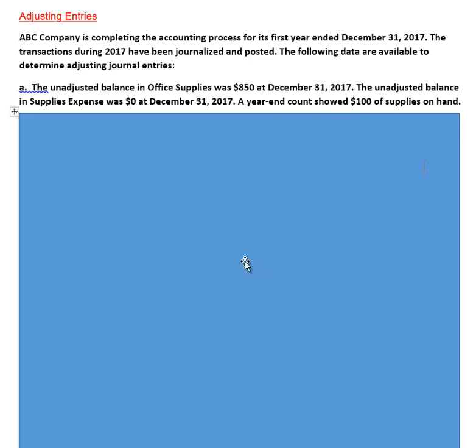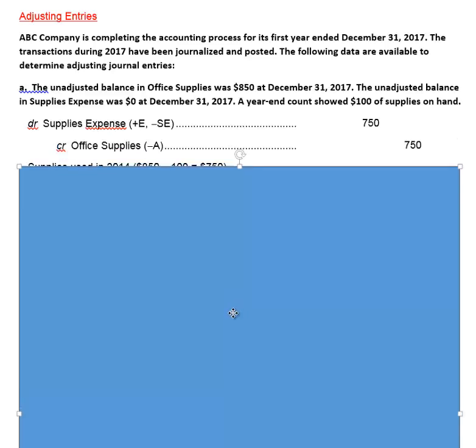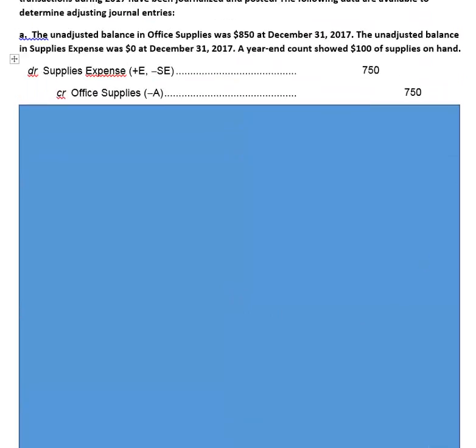So what does that mean? That means we're going to have to record an expense. Don't forget, when we use up an asset, we record an expense. So what would that look like? Well, the journal entry would be to debit supplies expense, which increases an expense and reduces shareholders' equity by $750. And we're also going to have to reduce our office supplies account, which is an asset account, by $750.